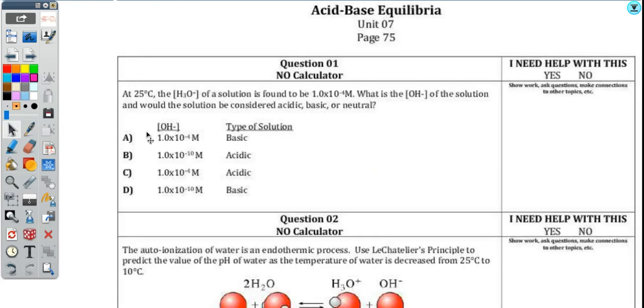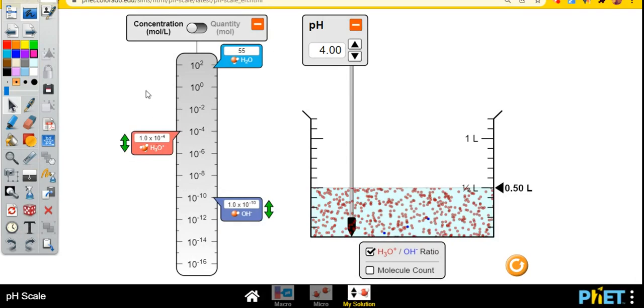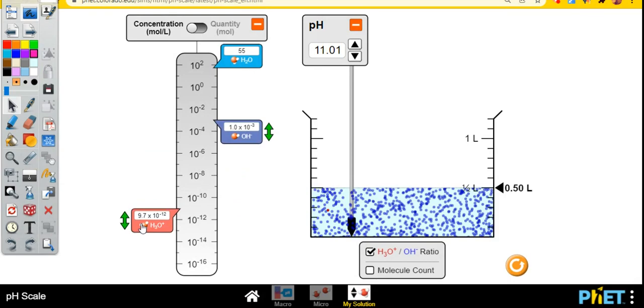Now, it's important to remember that as you are working with these different concentrations, whenever you have more hydronium than hydroxide, it's going to be acidic. And if you have more hydroxide than hydronium, it's going to be basic. So keep that in mind as you work through question number 1.